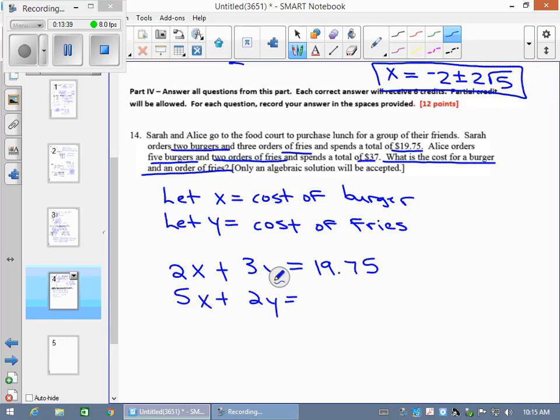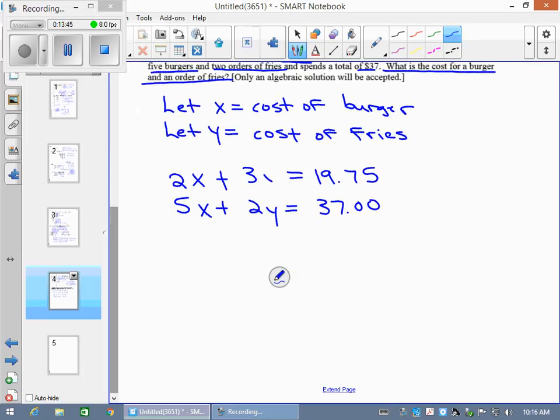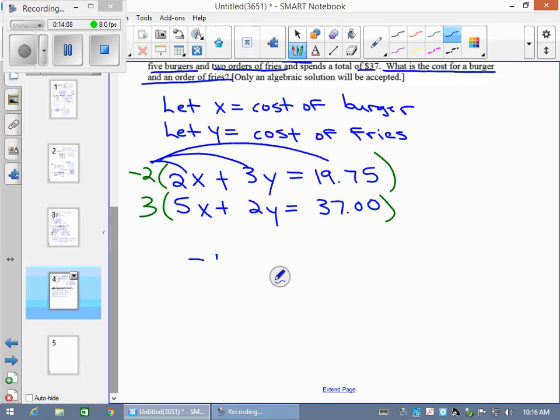So we need to find the cost of each, and we can only solve algebraically. Since we have a system of equations set up, I'm going to use the elimination method because the variables are all lined up. I'm going to take the first equation and multiply by negative 2, and the bottom equation and multiply by 3. By doing that, I'm going to get rid of the y. When I distribute the negative 2 on top, I get negative 4x minus 6y equals negative 39. When I distribute the 3 on the bottom, I get 15x plus 6y equals 111.